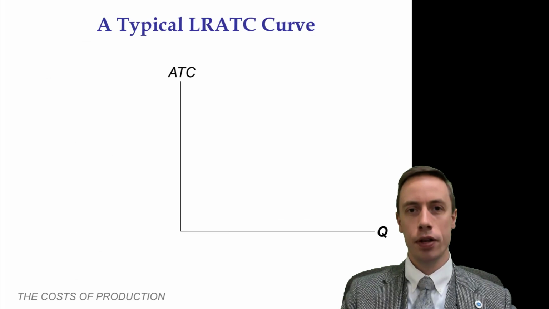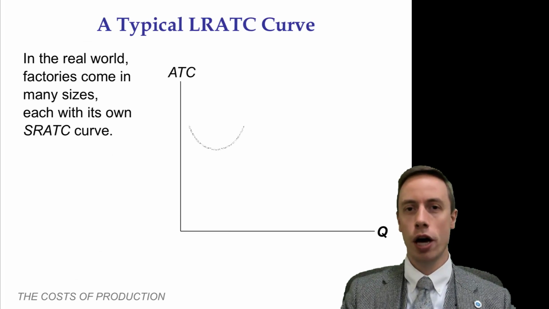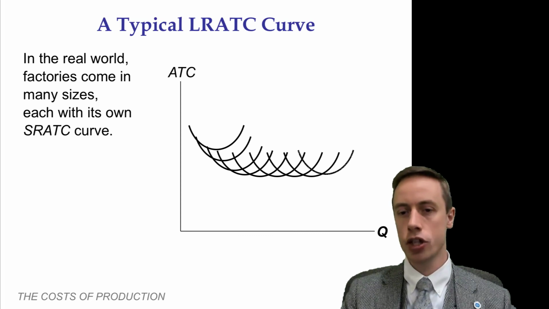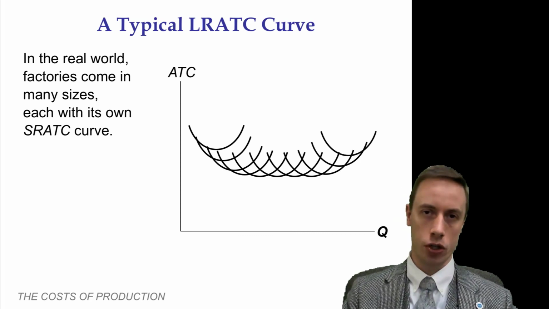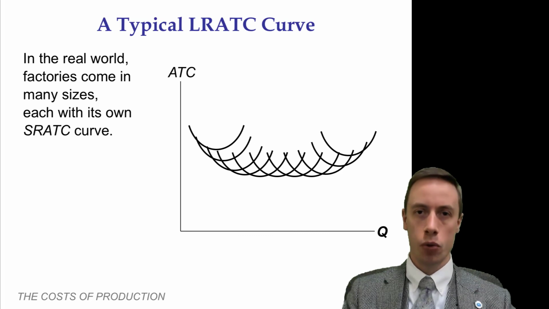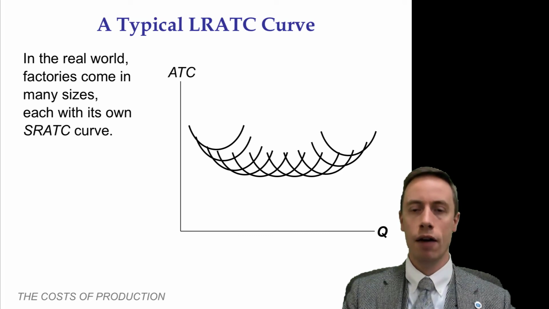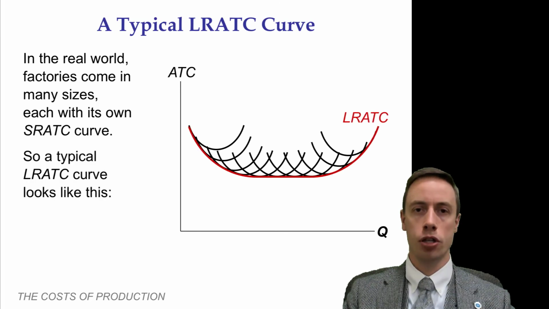Let's say you've got a large number of factories you could have all over the world, and they each have their own average total cost curve. How would you describe the long-run average total cost of your business? Trace along the bottom of each curve, because in the long run, that will be your best curve to be on, your lowest possible average total cost.